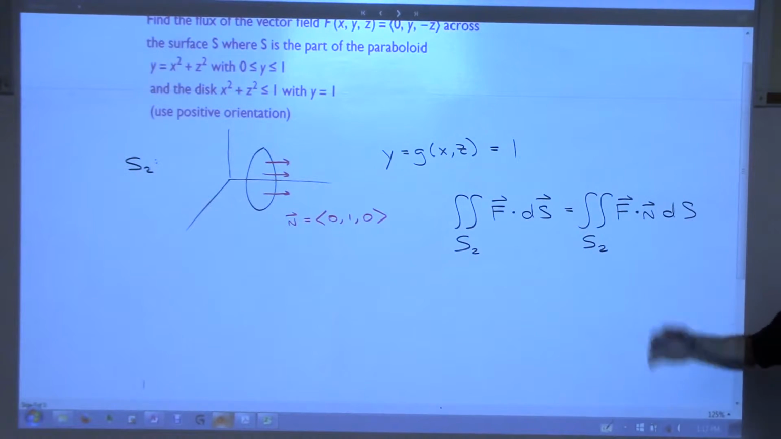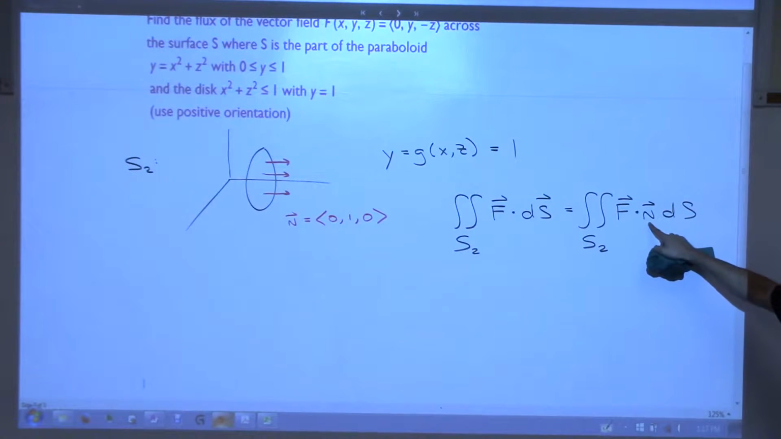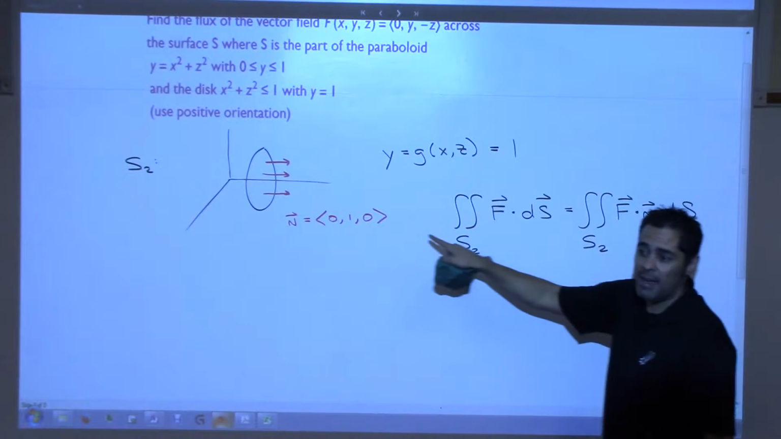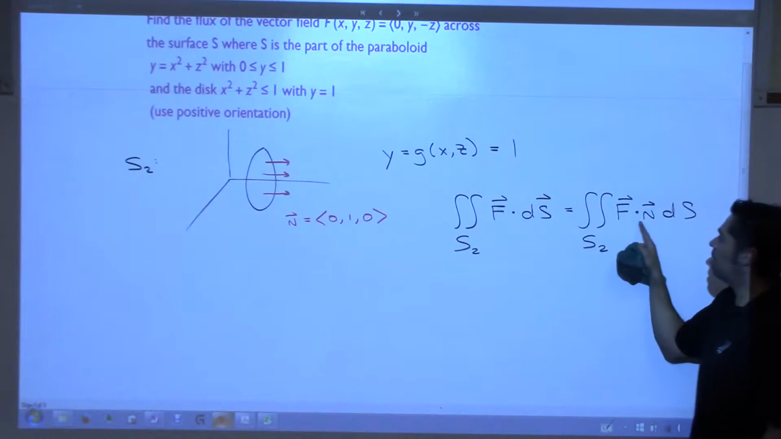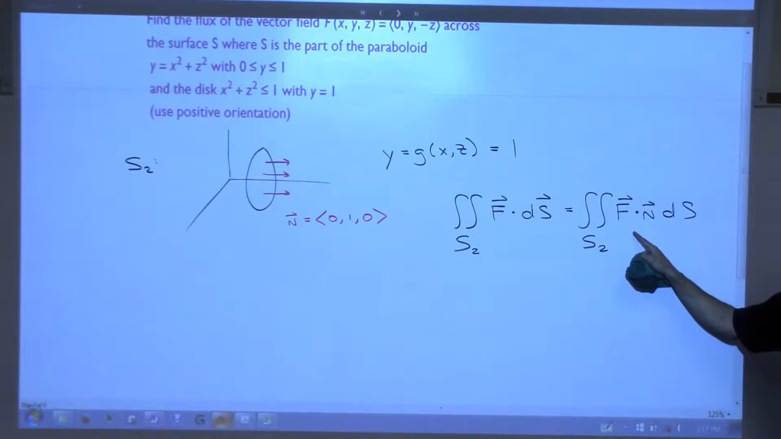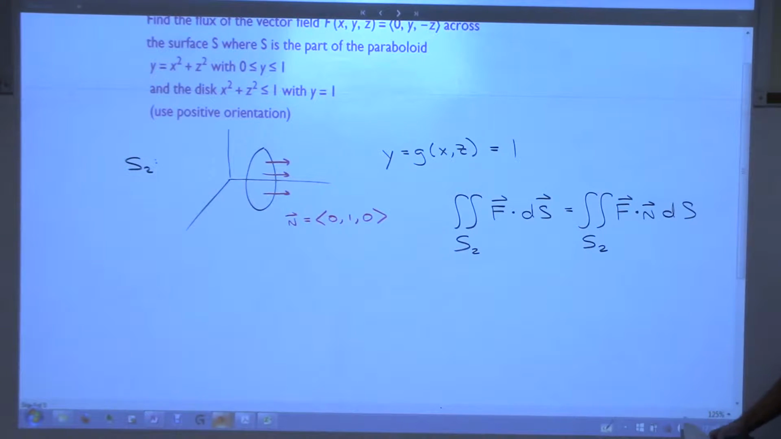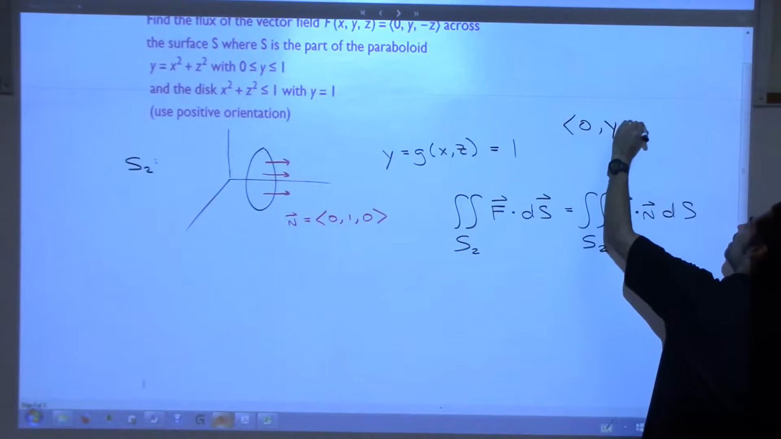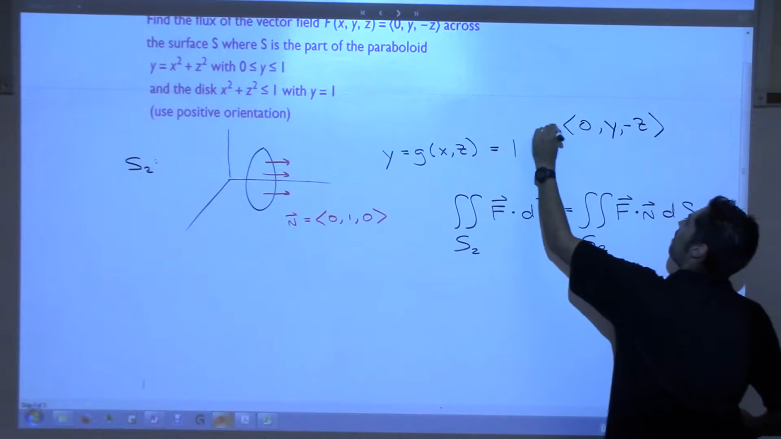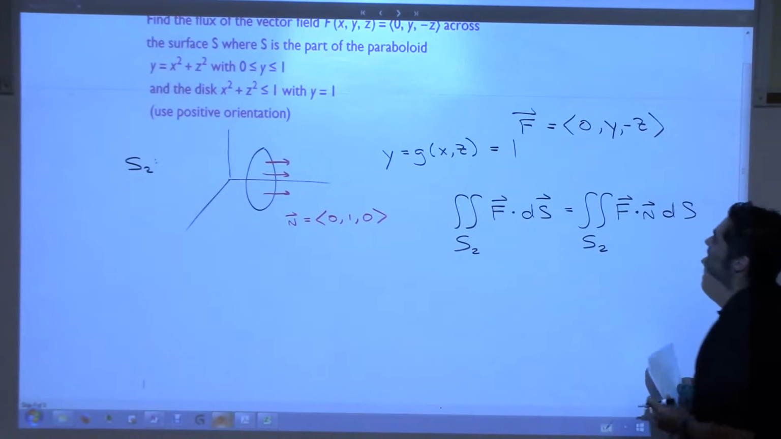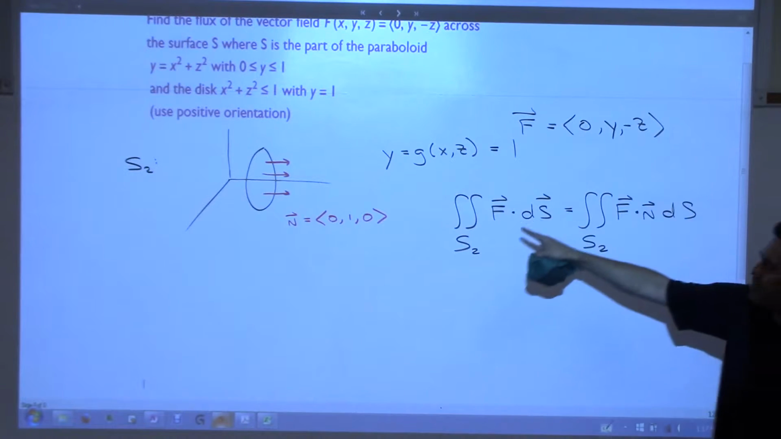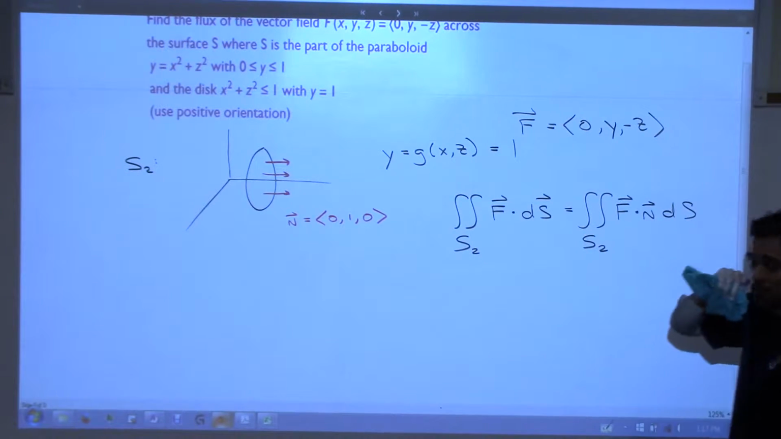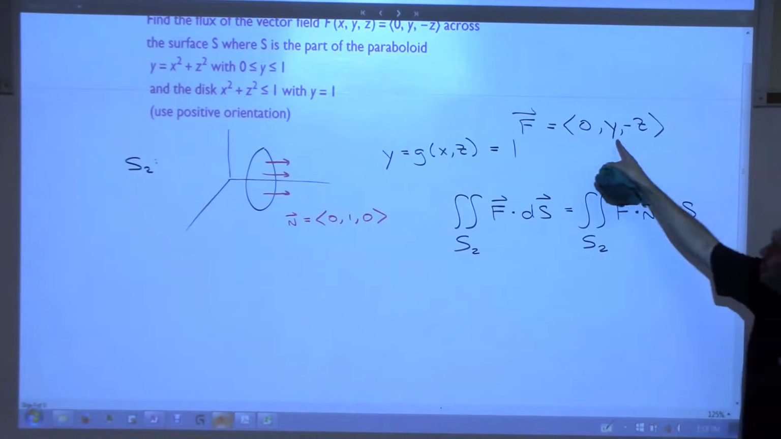The value of this formula is that if you know how this normal vector behaves, especially if it's always the same, then this dot product becomes very easy to compute. So what would happen if I take my vector field, which I erased here? My vector field was 0, y, negative z. If that's my vector field, if I dot that with this vector, what's going to come out? So dot this. Take this and dot this.